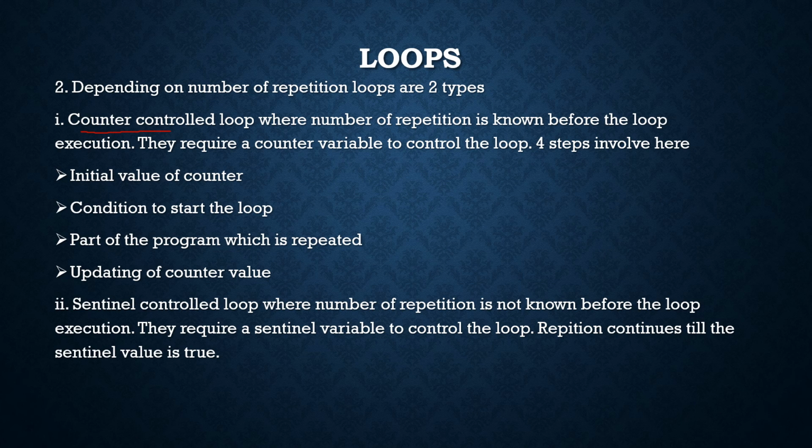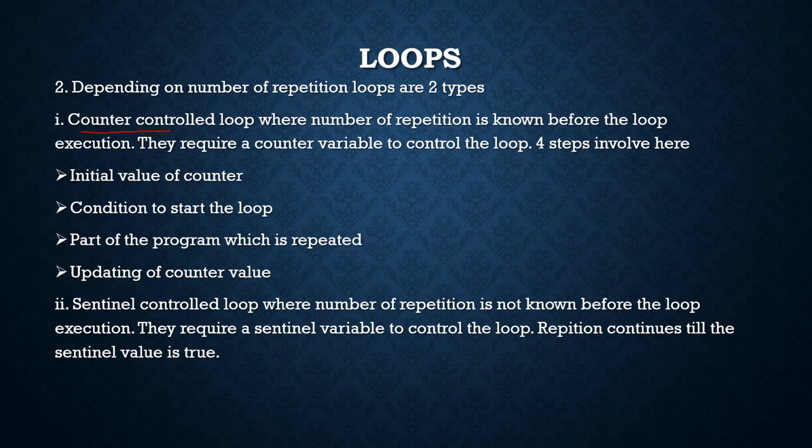First is the initial value of the counter, that means we have to initialize the counter value first. Then the condition, that is when the loop will start and how long the loop will continue. The third one is the part of the program which is repeated, and then the updating statement, that means the statement where the counter value is updated. Another type of loop is sentinel control loop.